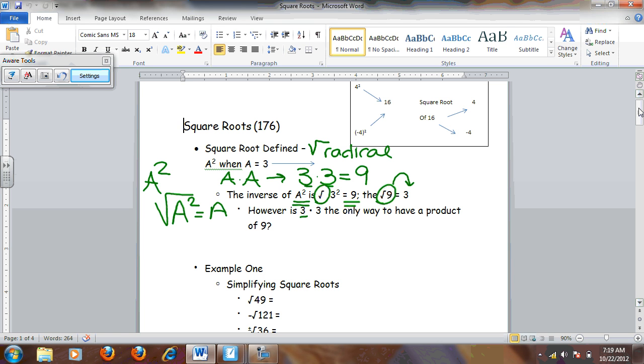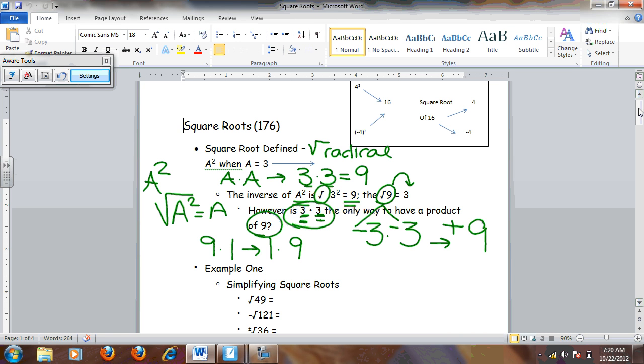However, is 3 times 3 the only way that I can have a product of 9? Is there any other number that I can multiply by itself? I know there's 9 times 1, or 1 times 9, but is there any other number that I could multiply by itself, like 3 times 3, to get 9? What about -3 times -3? A negative times a negative is a positive, and 3 times 3 is 9.